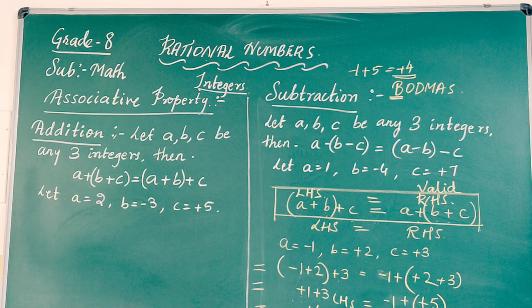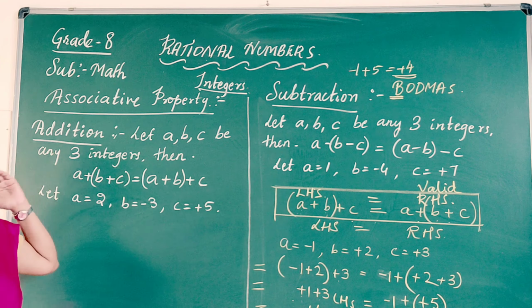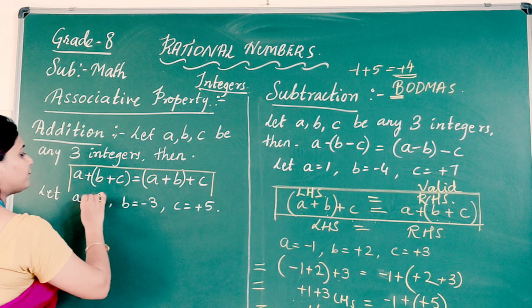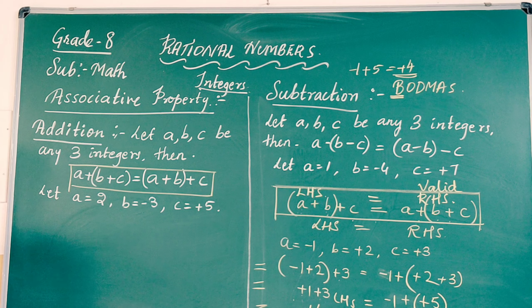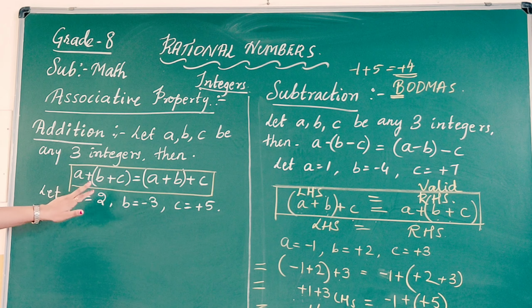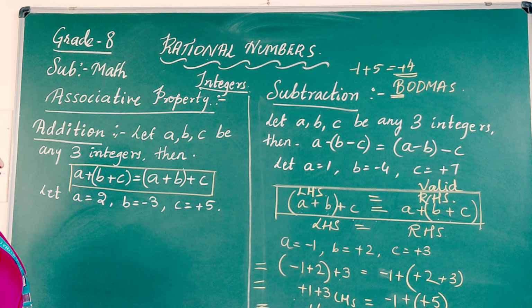Okay, now here I have kept, let A, B and C be any three integers, then (A plus B) plus C is equal to A plus (B plus C). Correct? So this is what? This is the formula for associative property of addition. Now, let A be equal to 2, B is nothing but minus 3, C is nothing but plus 5.